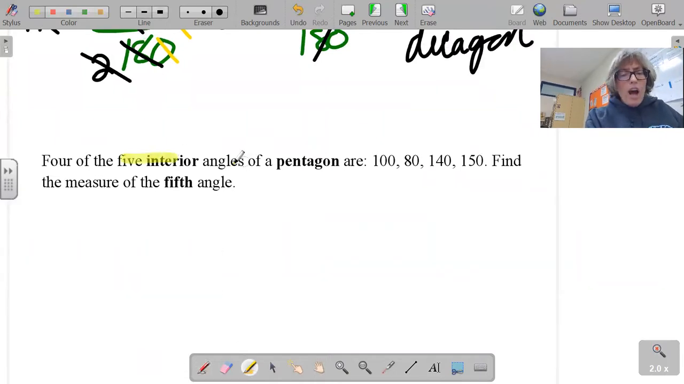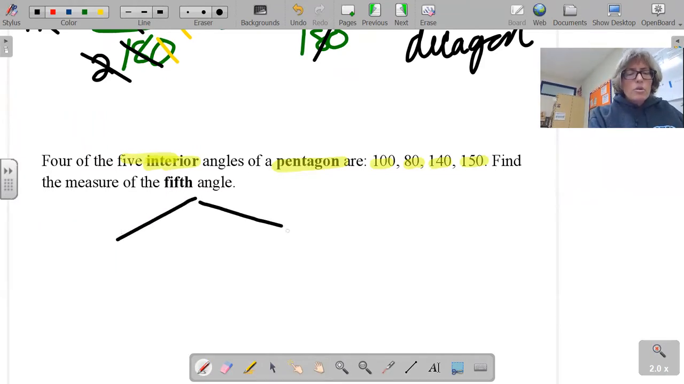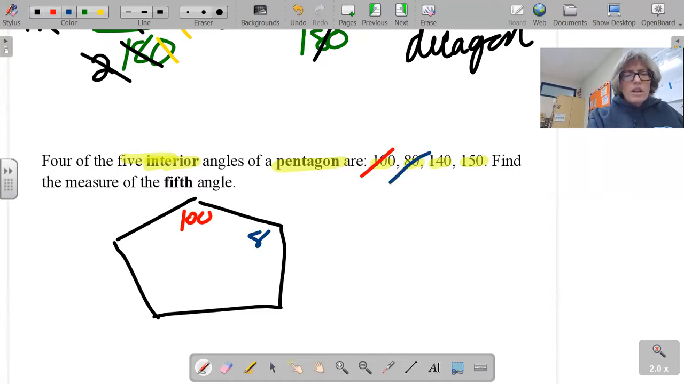Four of the 5 interior angles of a pentagon are 100, 80, 140, 150. Find the measure of the 5th angle. So it's a pentagon. 1, 2, 3, 4, 5. One of the angles is 100. One's 80. One is 140. One is 150, and you're being asked, what is this angle right here, that last angle?